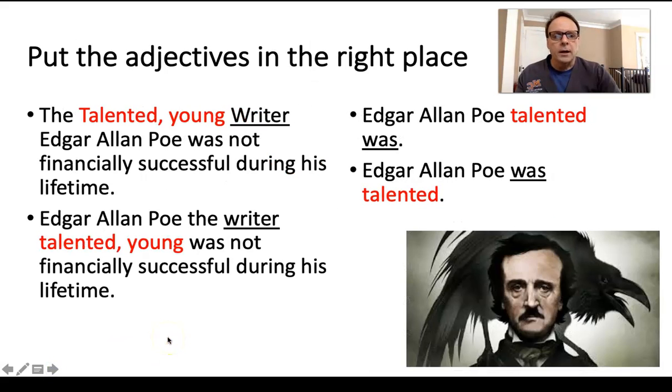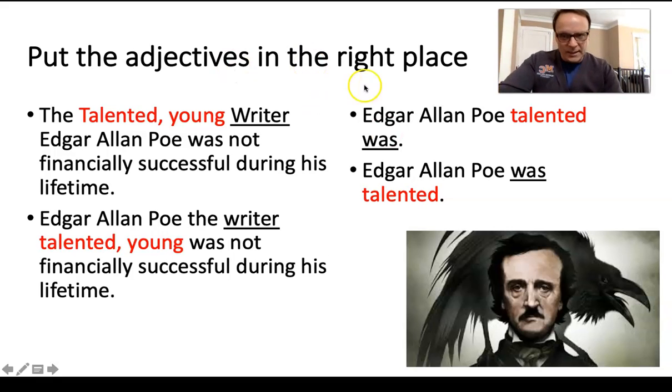All right. So if you look at this again, what I'd like you to do, if you're watching the video, is pause this and decide where the adjectives go. On the left, we have a pair of sentences. One is correct, one is not. And on the right, we have a pair of sentences. One is correct and one is not. Let's look at this one. The talented young writer Edgar Allan Poe was not financially successful during his lifetime.